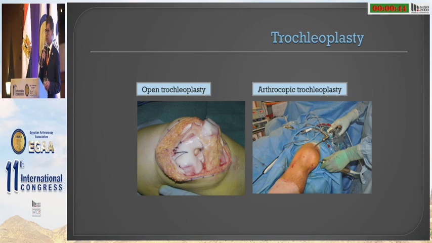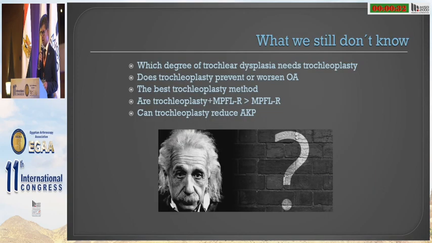Just to remind you that you can do a trochleoplasty. This was my last open trochleoplasty on the left, and nowadays it's arthroscopic trochleoplasty, but that's another case. So there are still things we don't know about trochlear dysplasia. Which degree of trochlear dysplasia needs a trochleoplasty? We don't know. Does it prevent the development of osteoarthritis? We don't know. And what is the best trochleoplasty method? We don't know.